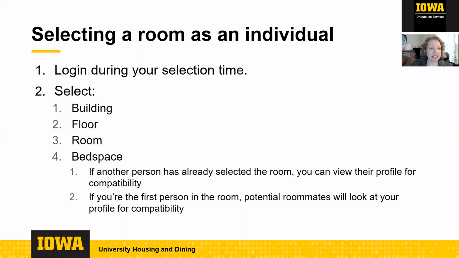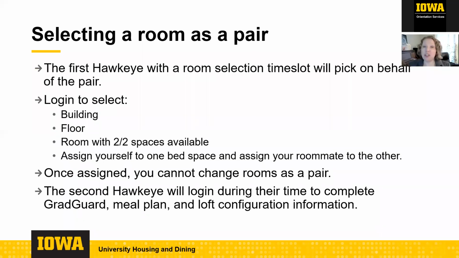Now, if you're selecting a room as a roommate pair, the way that things will work is the first Hawkeye with a room selection time slot will select a room on behalf of the pair. Just like you did as an individual, they will log in and select the building, the floor, and a room with 2 out of 2 spaces available. That's really important. You want to make sure that you're picking a room that has spots for both of you in it. The first roommate will assign themselves to one bed space, and then they will assign their roommate to another bed space.